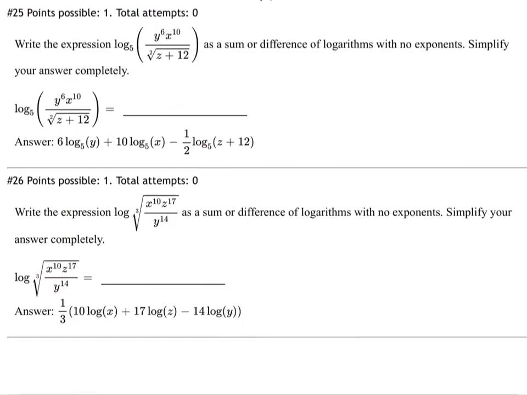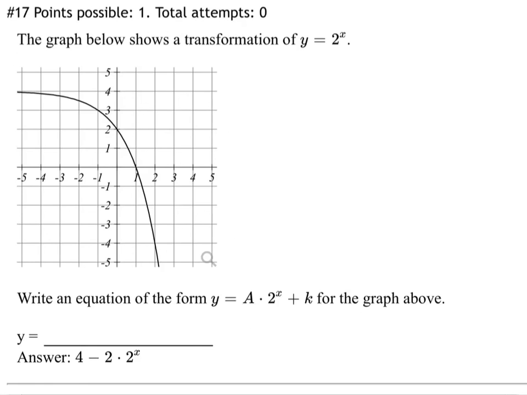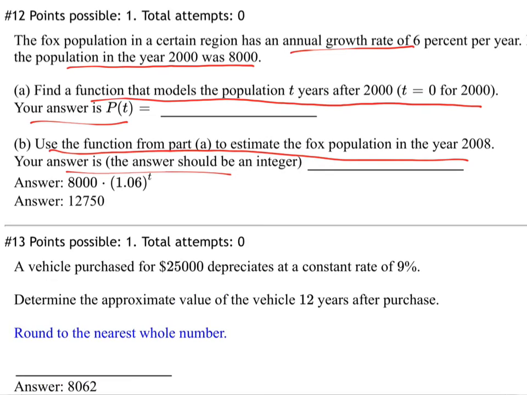All right, so back to number 13. Number 13, a vehicle purchased for $25,000 depreciates at a constant rate of 9%. Depreciates means it goes down in value. That's what happens if you buy a car, especially a brand new car. The minute you drive it off the lot, it starts losing value because it's no longer brand new. It's used, and year by year, your car loses value, actually pretty quickly. Cars are known to be a very bad investment. They're fun to drive, and you need them for life, but as far as an investment, they're not usually very good.